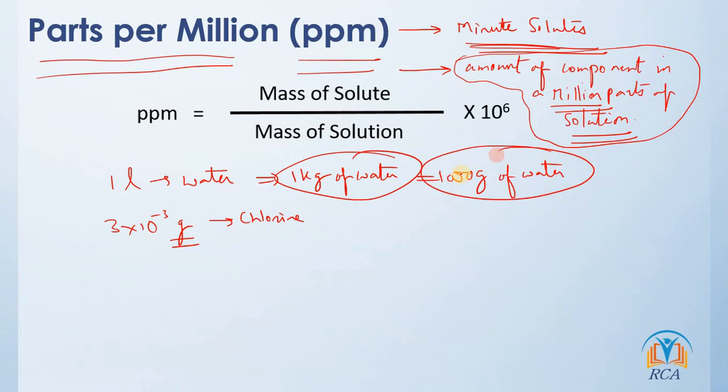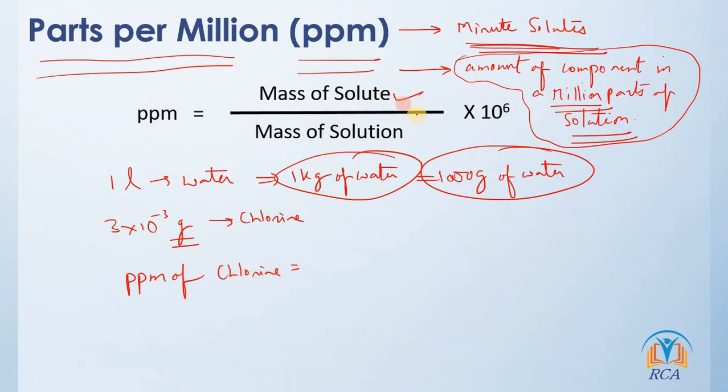So this is something that you can remember for your numerical calculations as well, that 1 liter of water will almost approximately be equal to 1 kg or 1000 grams of water. Now how do we calculate ppm of chlorine? How many parts per million of chlorine can be calculated?